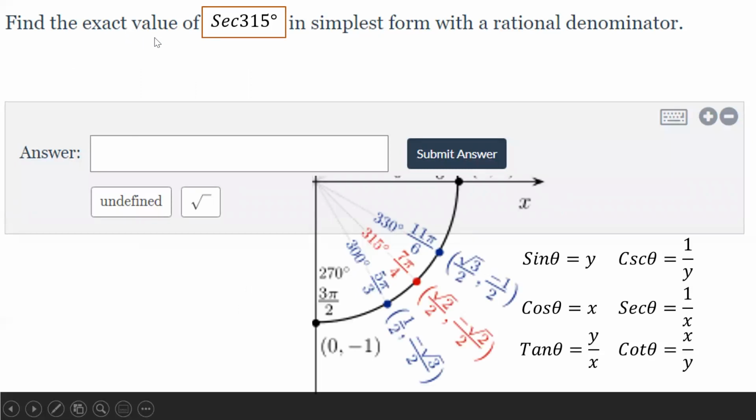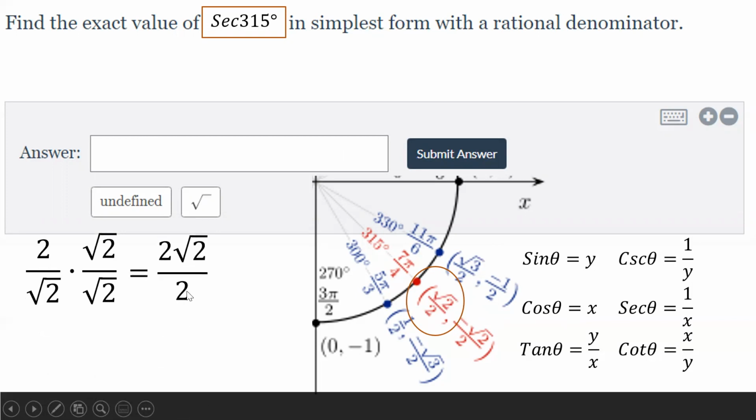Okay. Find the exact value of secant of 315 in simplest form. So secant is the reciprocal of cosine. So we're looking at our x value, which for this is radical 2 over 2. Because we're dealing with the reciprocal function, we take that fraction and flip it. We use the reciprocal. However, it does say simplest form with rational denominator, so I can't have a radical in the denominator. You've got to multiply top and bottom by the radical itself, multiply across, simplify if you can. So 2 divided by 2, you're going to get just radical 2. So the secant of 315 is just radical 2.